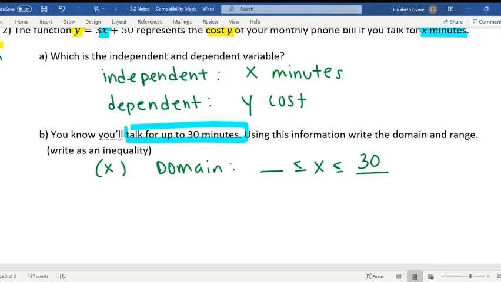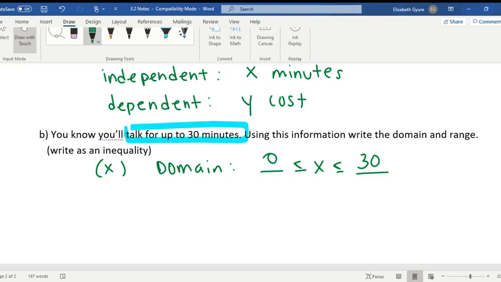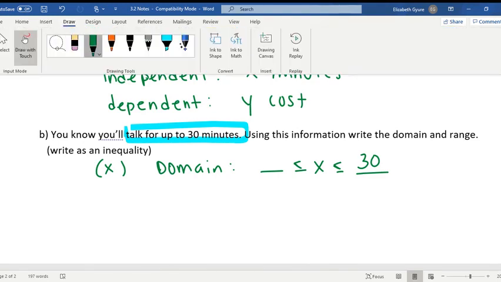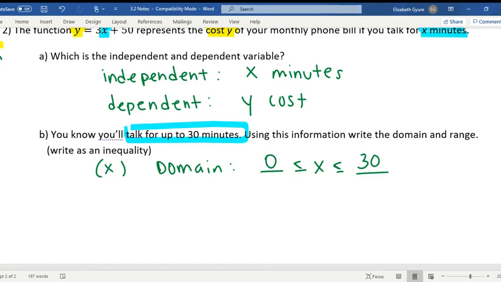0. Yeah, 0. Because can I talk for negative minutes? No, but could I, I don't know, talk for just like 30 seconds? Sure, but I can't go less than 0. You can't talk for negative minutes. 0 is the least amount. Maybe I don't even pick up my phone at all, right? Not likely, but you never know. Okay, so there is your domain.